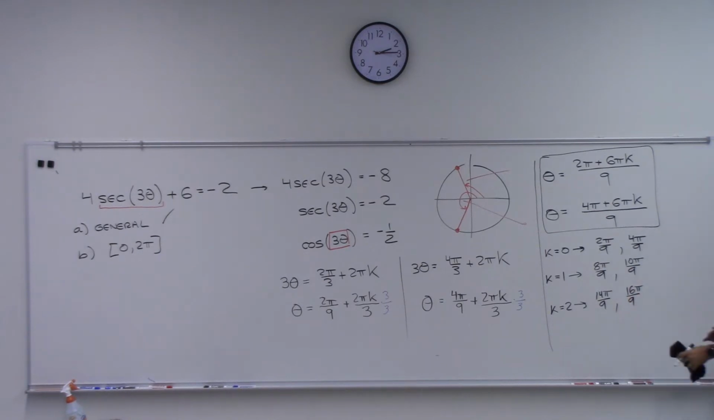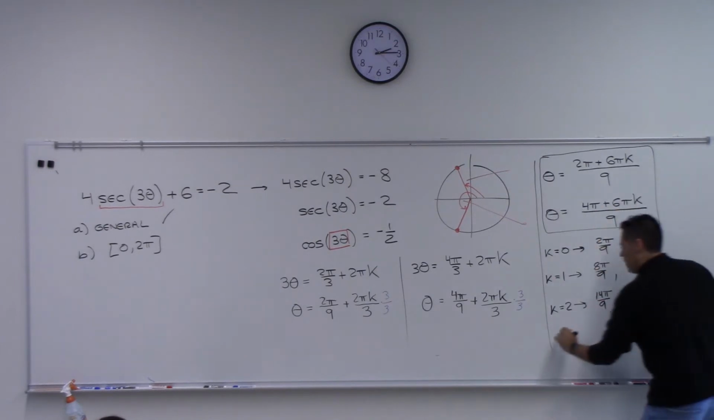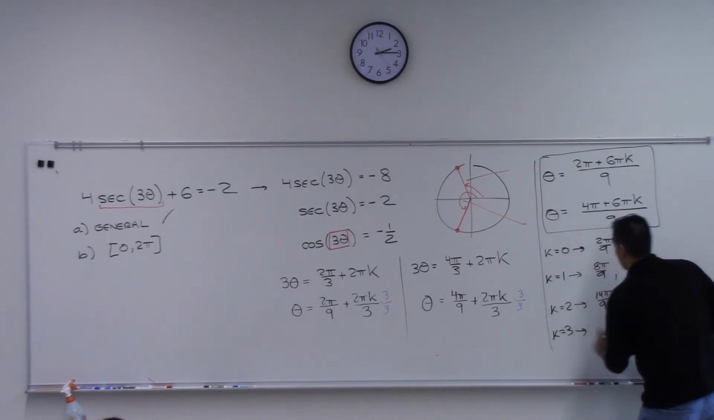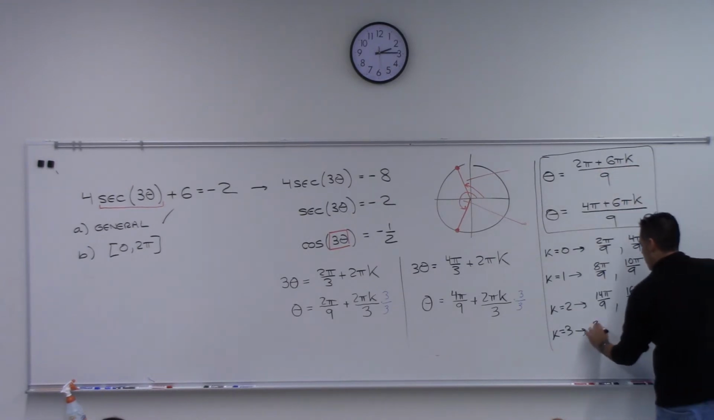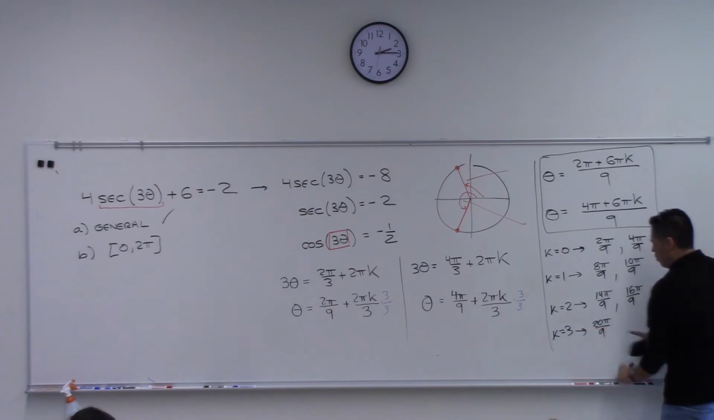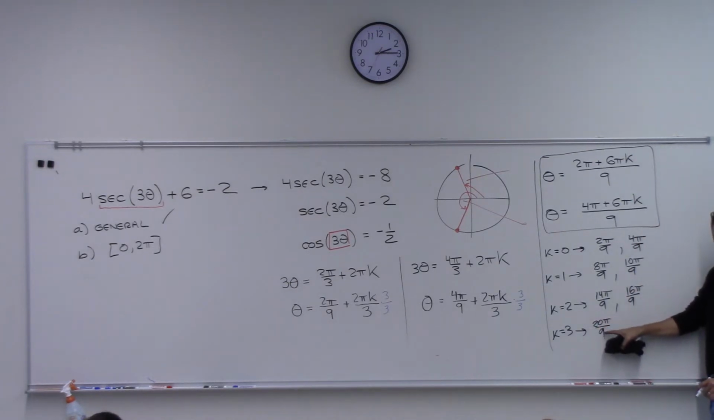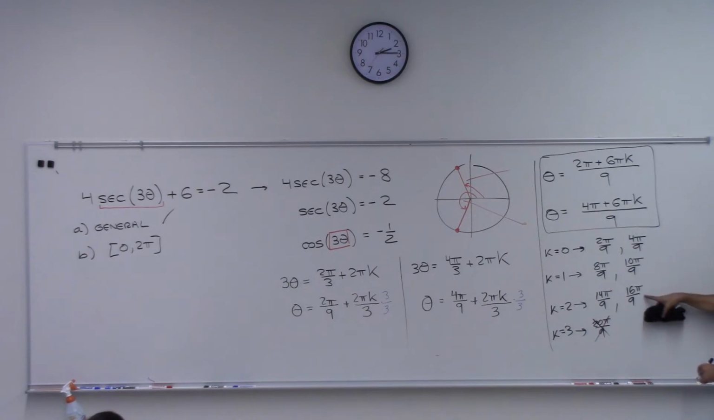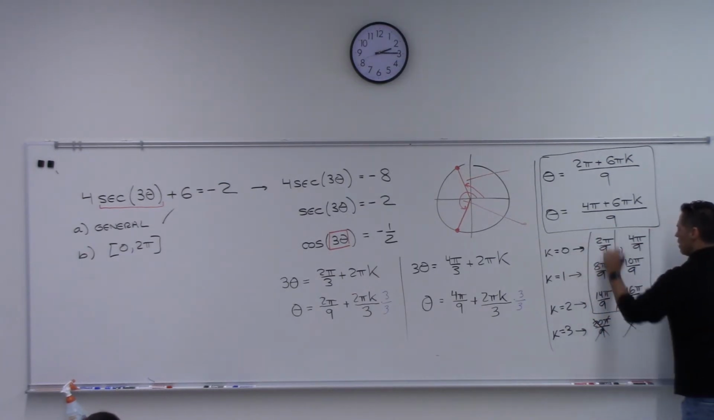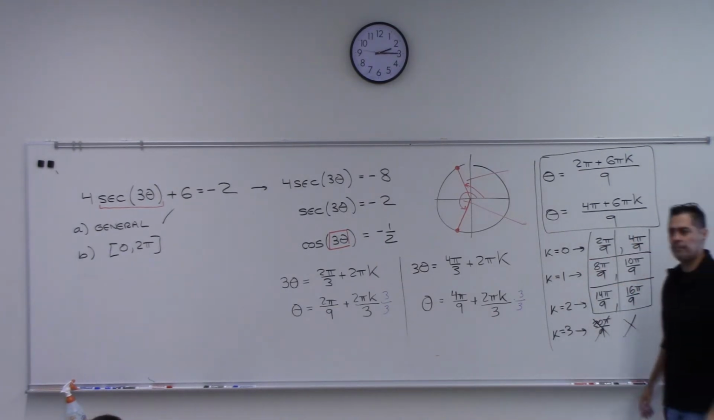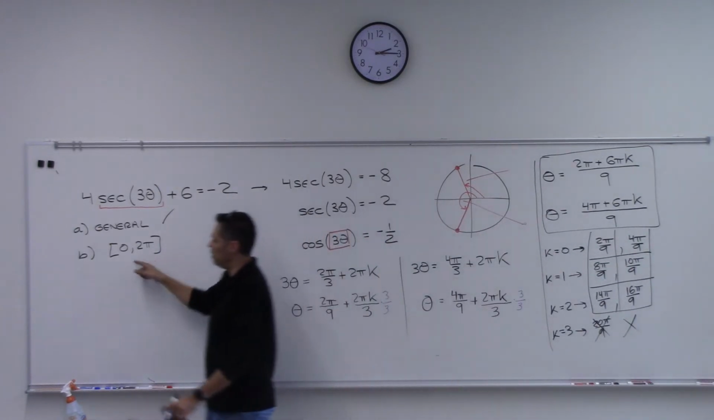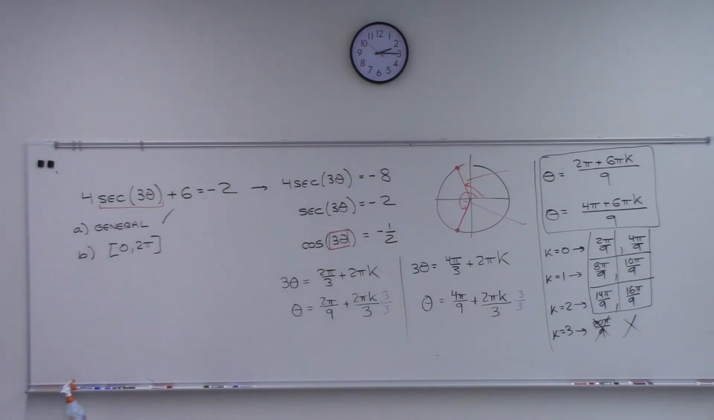And I think on the next one, it gets too big, right? Does it? K is 3. 6 times 3 is 18, plus 2 is 20, so we're going to be at 20 pi over 9. And 20 divided by 9 is bigger than 2. So we're too big there. And this one is bigger than the other one, so that one's not going to work as well. So we have, what, 6 answers? Those are our 6 solutions in this interval between there and there.